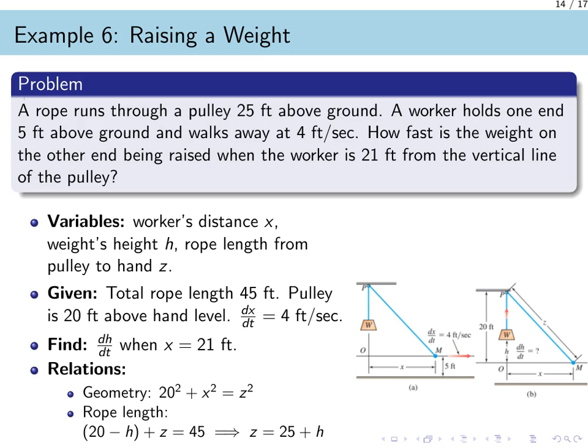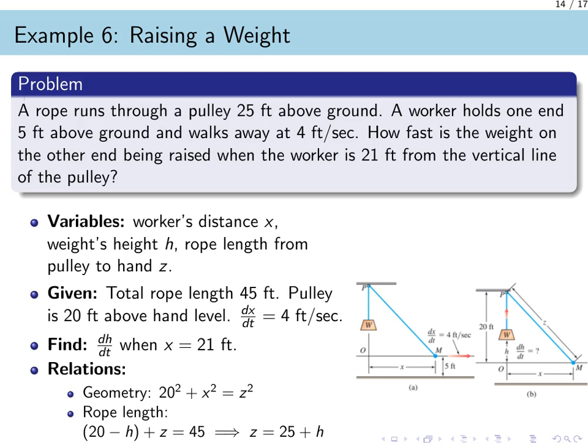Let us apply our problem-solving strategy to this classic pulley system, where our main task is to find two separate equations that connect all the changing quantities. First, we define our variables. Let x be the worker's horizontal distance from the pulley's vertical line, h be the weight's height above the ground reference, and z be the length of rope from the pulley to the worker's hand.